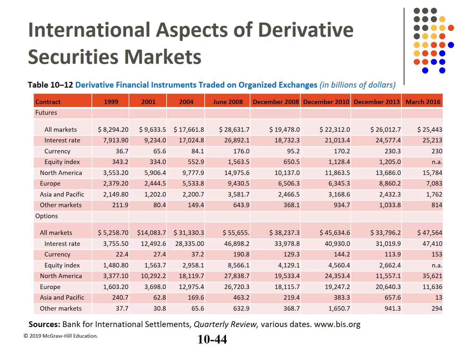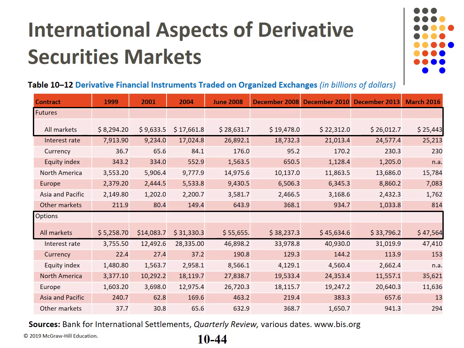Looking at the overall market for futures and options from 1999 to March 2016, interest rate futures are clearly the major portion of the market, as is North America. With options, interest rates in North America are again the leaders.